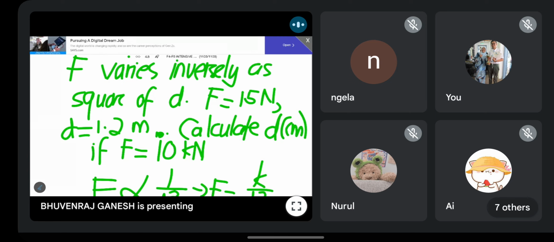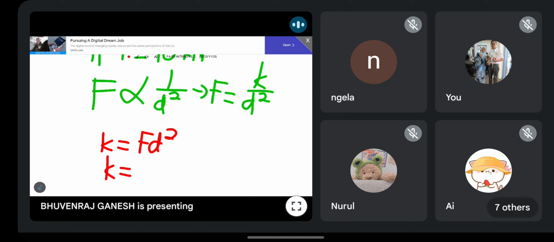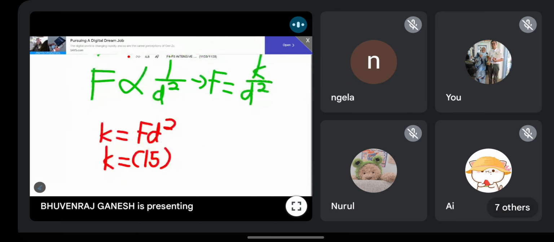So K equals F D square. K equals F, which is 15, times D, which is 1.2, kuasa 2. If you press the calculator, you should get K sama dengan 21.6. So you write back the equation, tulis balik persamaan dengan nilai K. You will get F equals 21.6 over D square. So now, matlamat kamu adalah untuk cari D. So D square equals 21.6 over F.